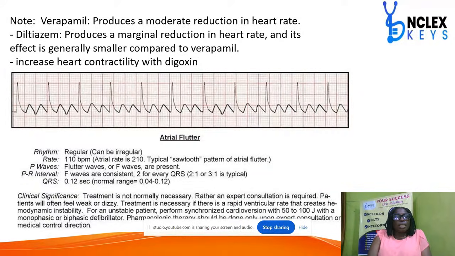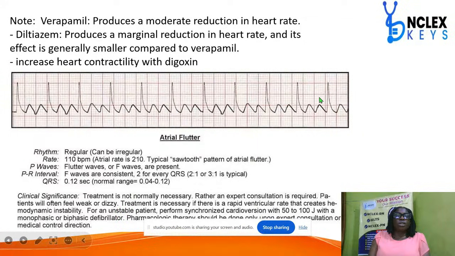P waves are consistent. There are 2 for every QRS, as you can see, and it can be 3. It can be 2 to 1. It can be 3 to 1. Okay. And like I said, treatment depends. It might be necessary, or the patient might not feel it. It might be asymptomatic, and it might be symptomatic. If it's symptomatic, the patient may need to be given synchronized cardioversion using 50 to 100 joules of energy.